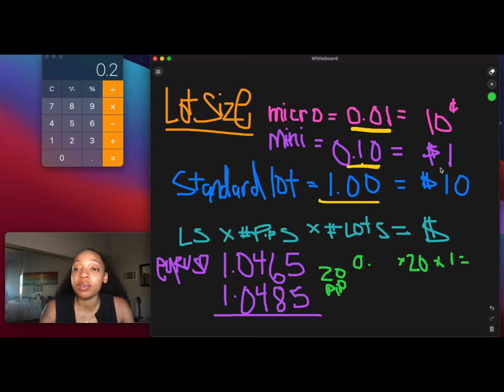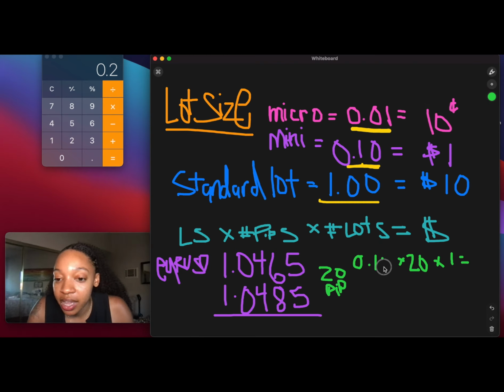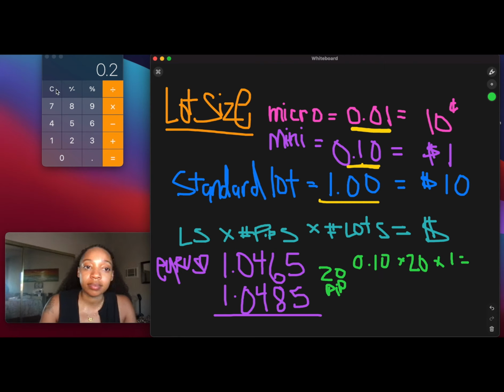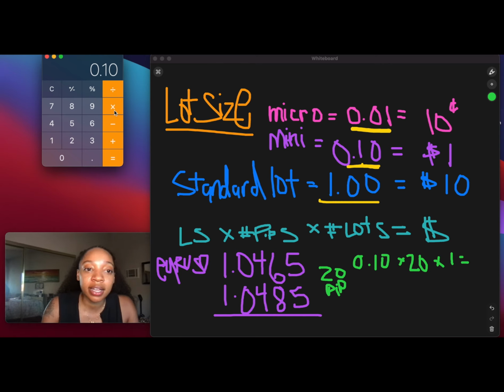And really, if you're only doing one, we really can just not even do this part and just do the lot size times the number of pips to get your answer. So let's do 1.0. Or another way we could have made it even simpler is instead of putting in the decimals, we could just put in the actual cents. So we could have done 10 cents times 20, and that gives you $2. That gives you a clearer answer, honestly, so I'm going to do it that way.